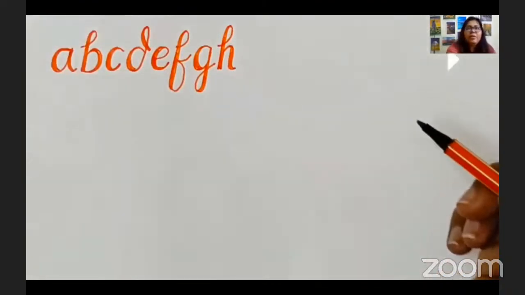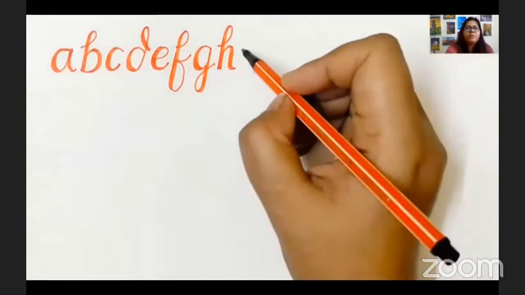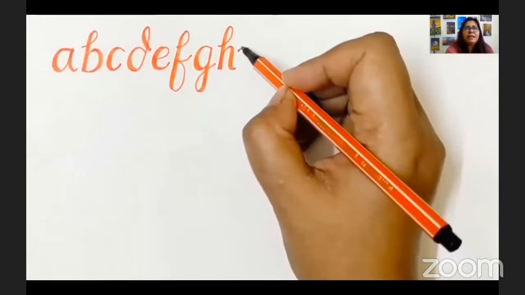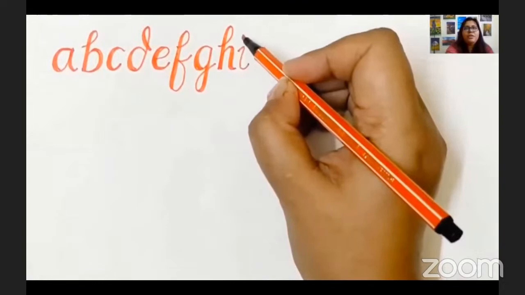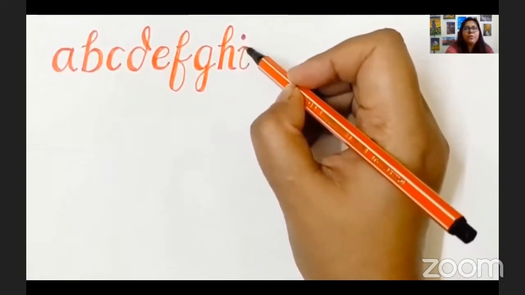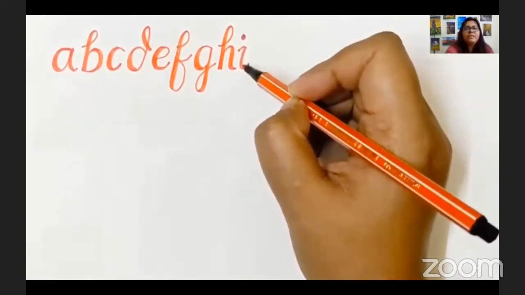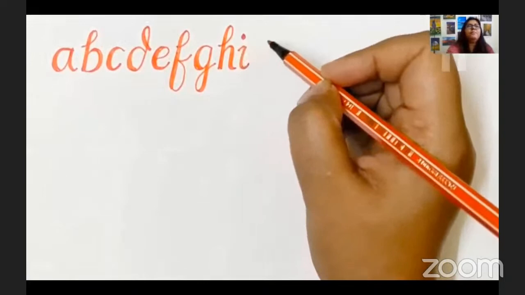We will move on to I now. So I, how we will write? Up, down, up. Simple. And one dot at the top. So we went down here. Just darken that up. Simple. Everybody get I done?